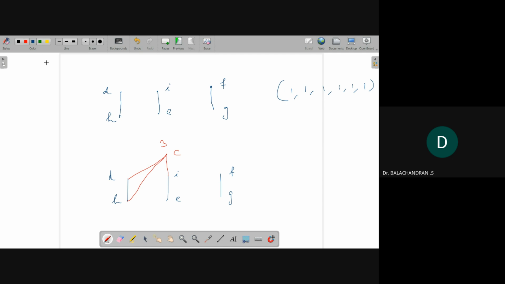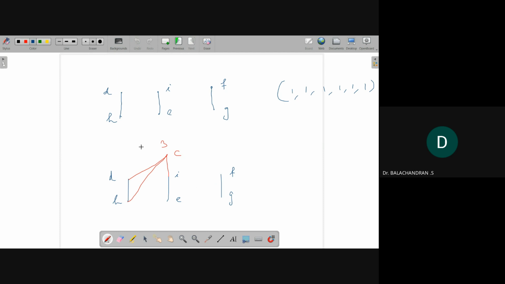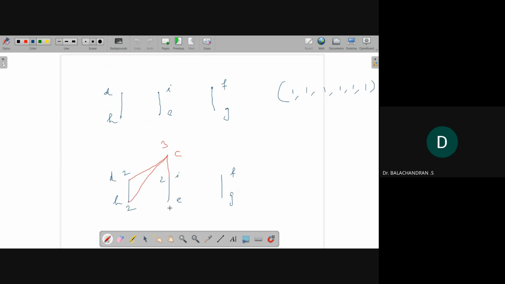Degree of C is 3. Degree of D is 2. D, H, I are what? 2, 2, 2. Degree 2. Okay, E is what? Degree 1. Check. E is degree 1, F is degree 1, G is degree 1. E, F, G are all degree 1. So there is no need to write the degree here.